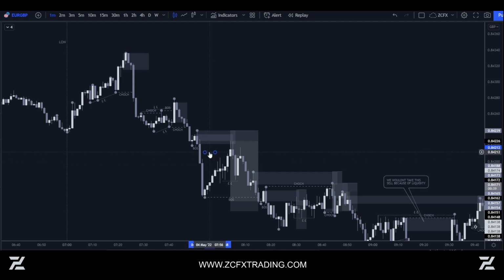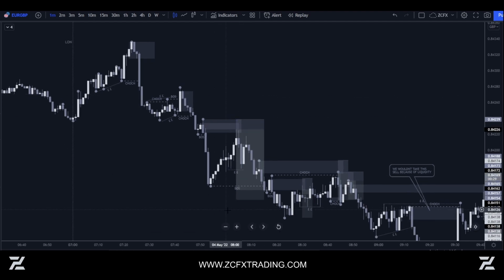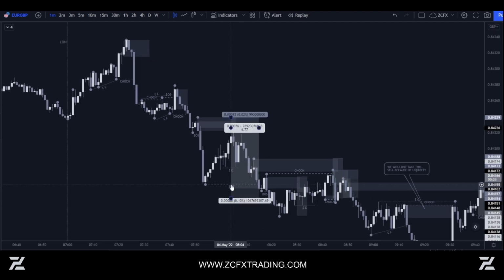See, we left this imbalance behind as well, which obviously validates this order block. And you can either take it as this whole candle, in which you would enter off here, or you can take it off the actual order block, which is also here. Now, in terms of trade management, this is something I want to discuss.